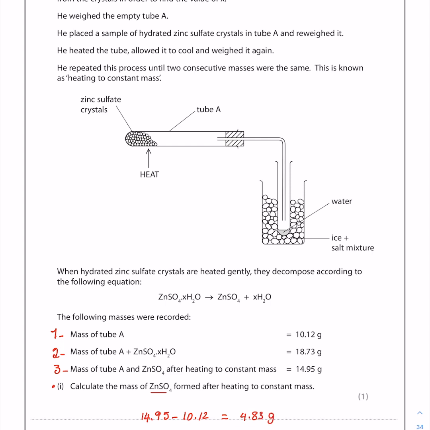Double I. Calculate the mass of water collected after heating to a constant mass. هنعمل 2 minus 3 عشان نكنسل وزن التيوب ونكنسل وزن الزنك سلفيت ويسيب لنا وزن الووتر. يبقى هنا 2 minus 3 اللي هي 18.73 minus 14.95 ده يدينا 3.78 grams.